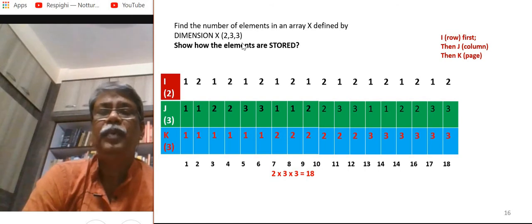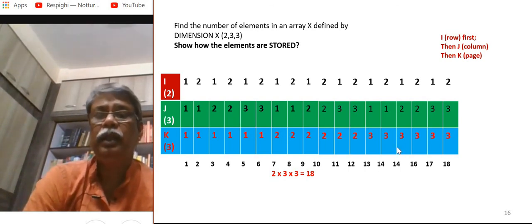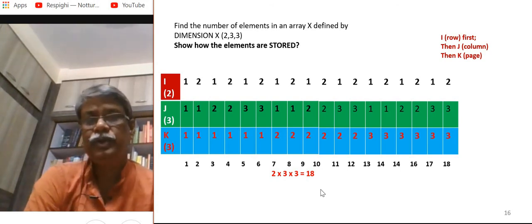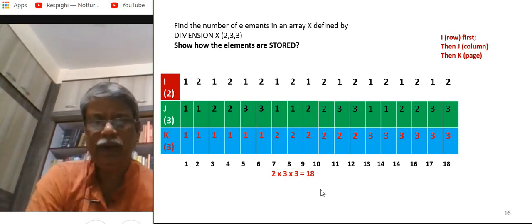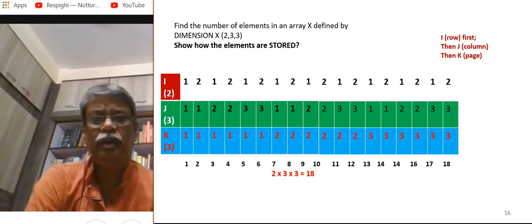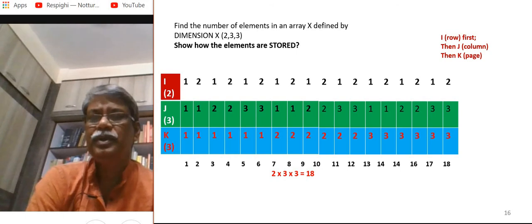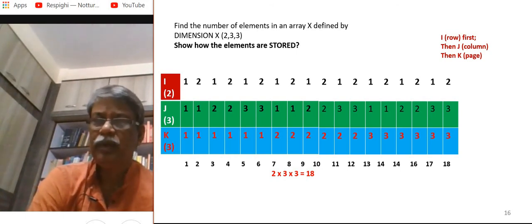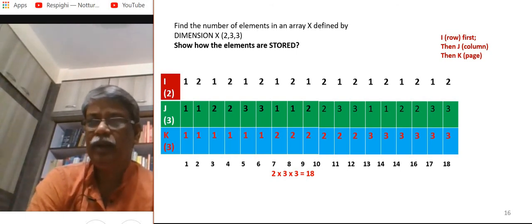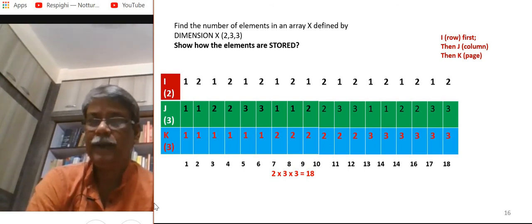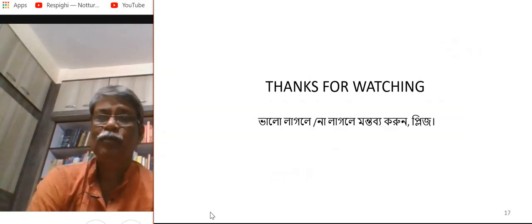Here the only added part is that k is also there, and that is how it is handled in a 3-dimensional array. Of course, a 3-dimensional array we usually avoid, we don't need to use it at our level. 2-dimensional is good enough for us, but in principle, in a demanding problem, you can of course use a 3-dimensional array, but then you have to keep in mind that the computer stores the 3-dimensional array in this fashion. Okay, so thanks for watching.